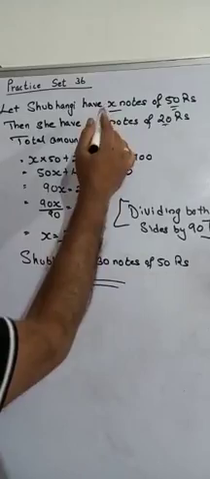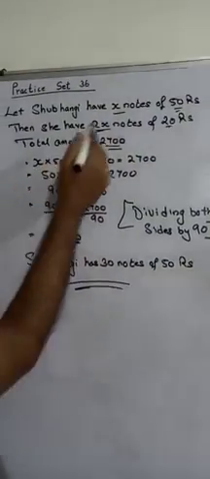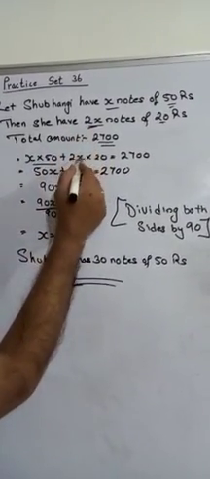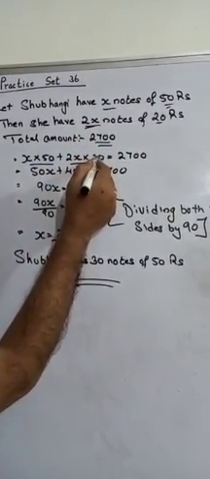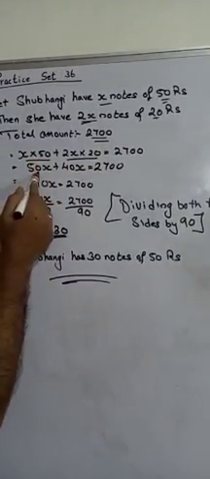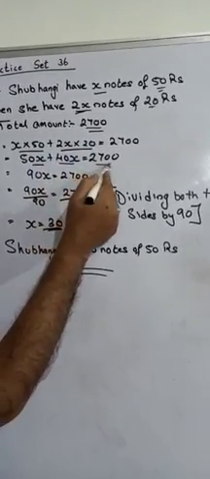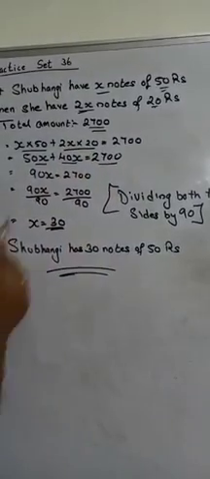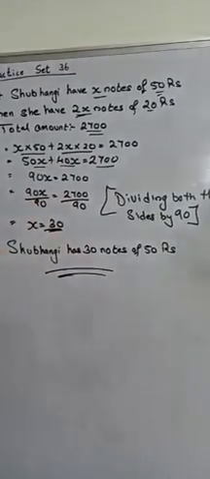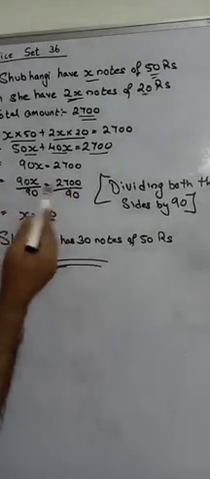So it will be x into 50 rupees note, that is one statement, and 2x into 20. So x into 50, 50x, 2x into 20, that is 40x, is equal to 2700. 50x plus 40x is 90x is equal to 2700. Now we'll divide by 90 on both sides.